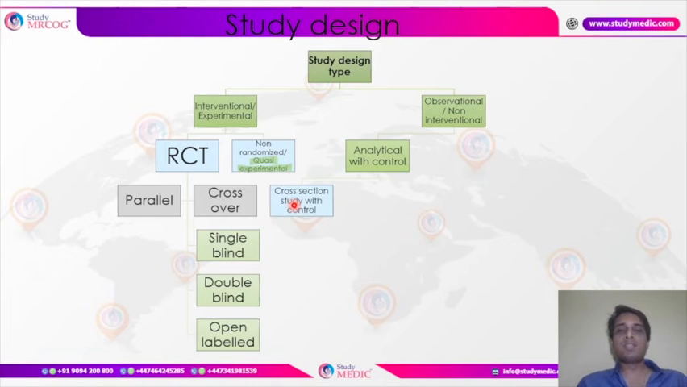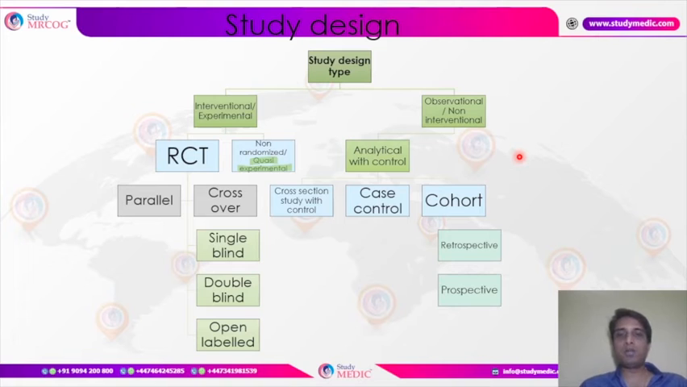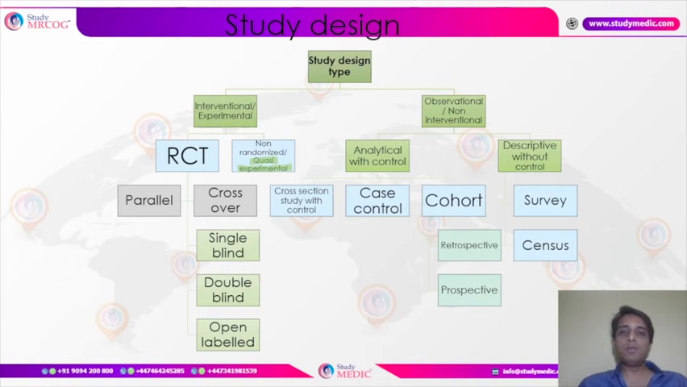For example, cross-sectional study design with control, case control study, cohort study, retrospective or prospective. They are all analytical observational study designs with control. If there is no control, it is a descriptive observational study design without control. Examples are a survey in a small population, or a census in a large population.